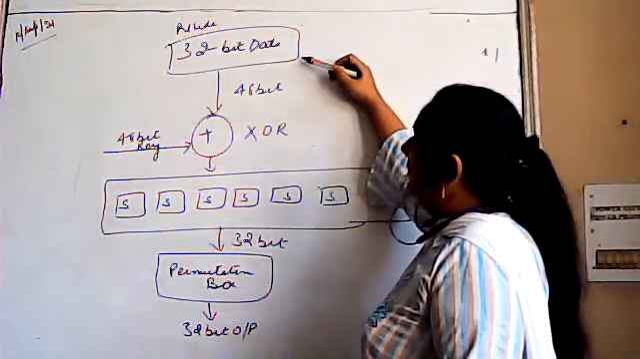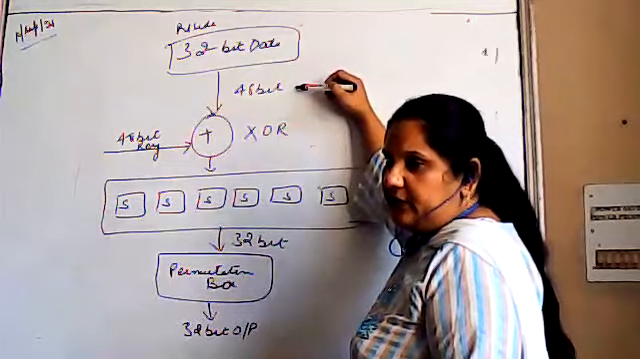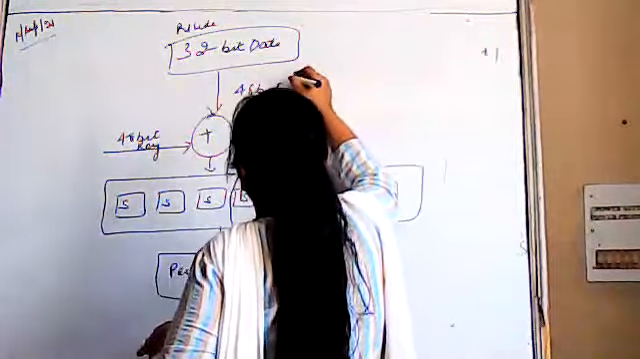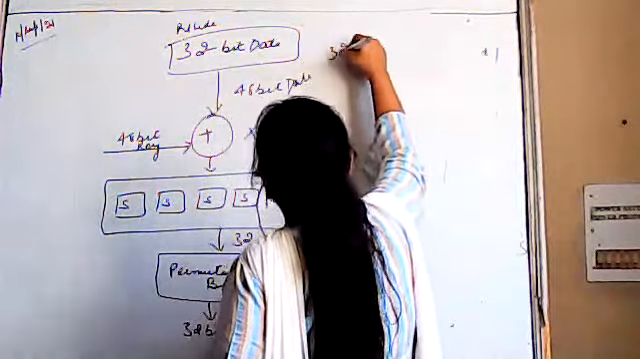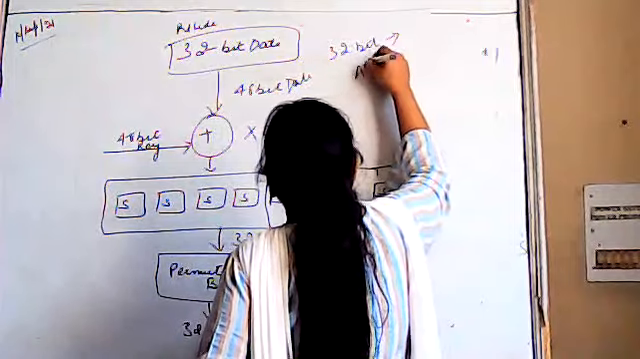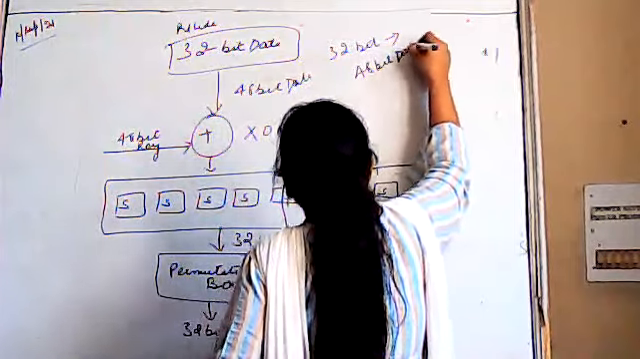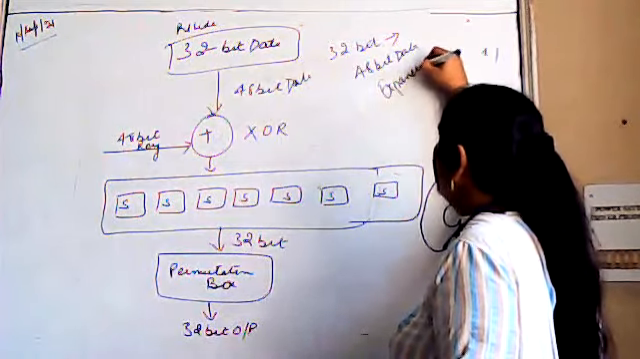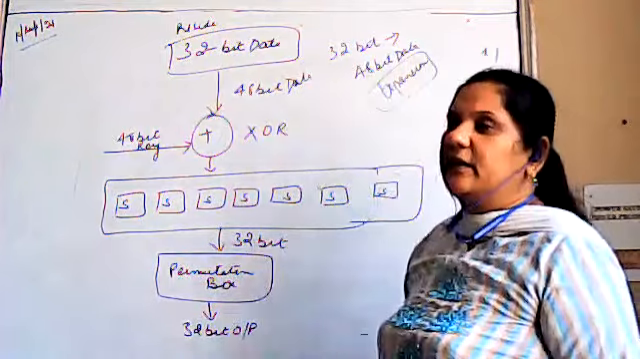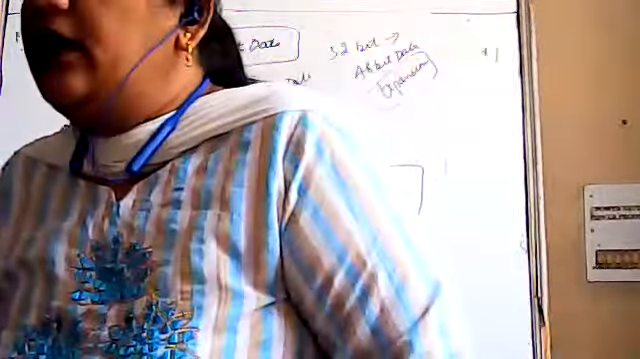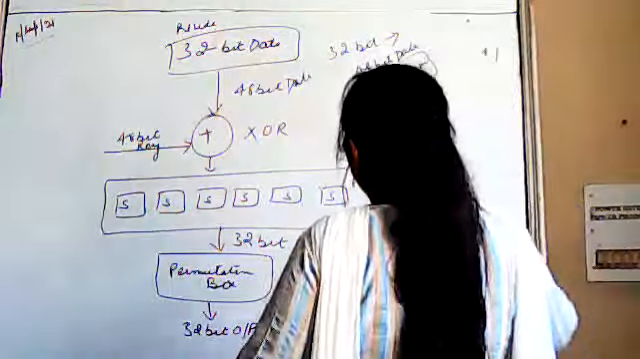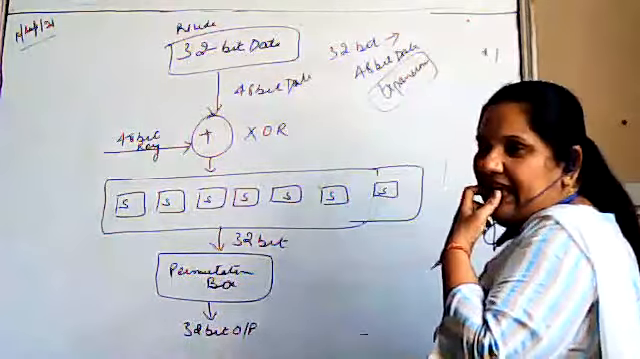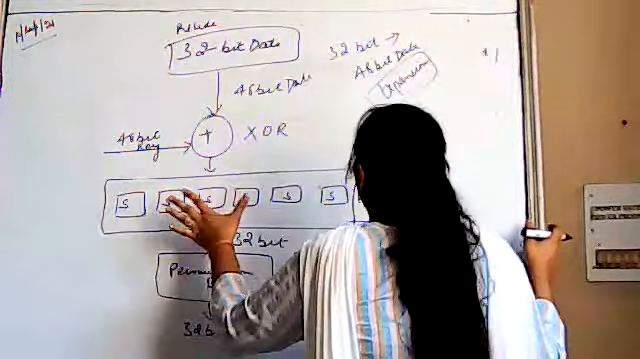See, the 32-bit data needs to be expanded to 48-bit so that we can XOR the 48-bit key data with the 48-bit data. When this 32-bit data is converted to 48-bit data, it is called expansion. It is called expansion because you are expanding the data by 16 bits. And for that, we have these substitution boxes.